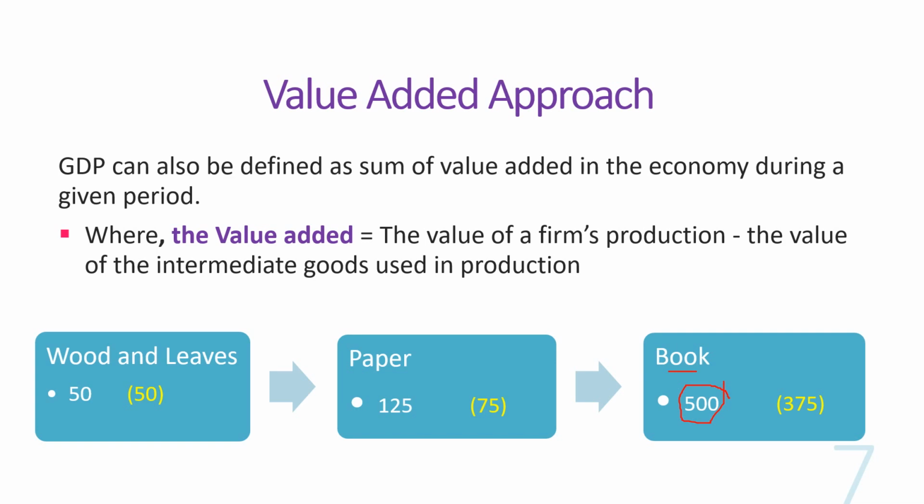However, from value added approach, we look at the addition in value at each stage. At wood and leaves, the addition was of rupees 50. When they were converted into the papers, the addition in the value was rupees 75. And when the paper were converted into books, the addition in value was rupees 375. So adding 50, 75 and 375, we get same answer as 500.